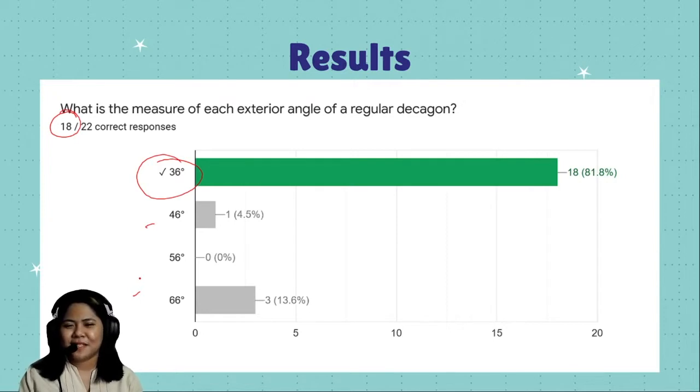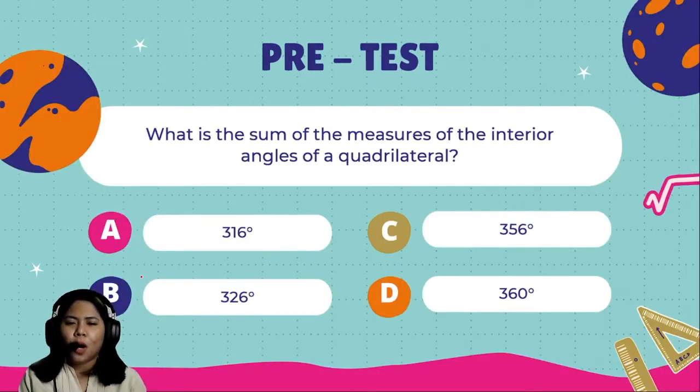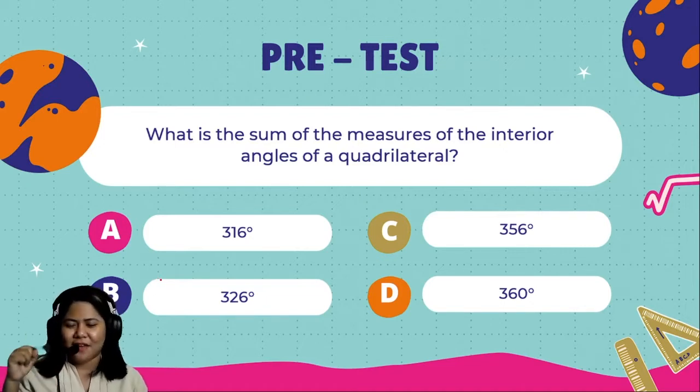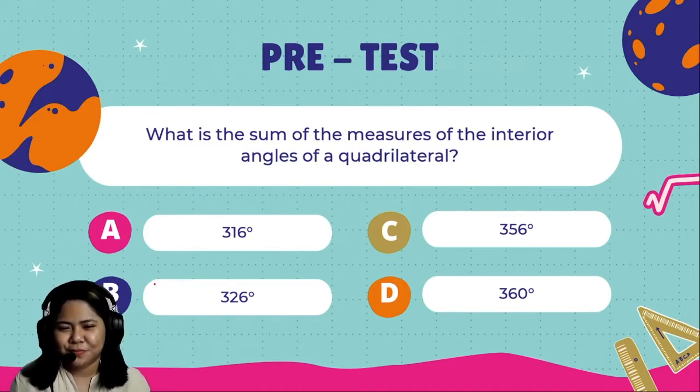Okay? Next. Third question. What is the sum of the measures of the interior angles of a quadrilateral? Sum daw ng interior angles ng isang quadrilateral. Ano nga ba ang quadrilateral? Sige nga. A, 316 degrees. B, 326 degrees. C, 356 degrees. Or letter D, 360 degrees. Type your answers now, dear grade 7 students, sa ating comment section.